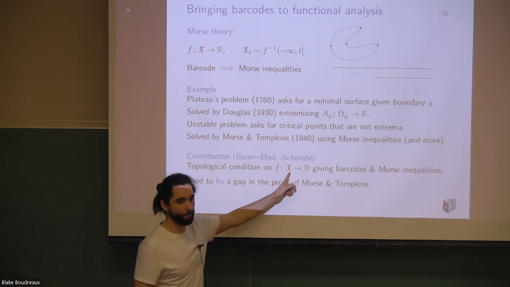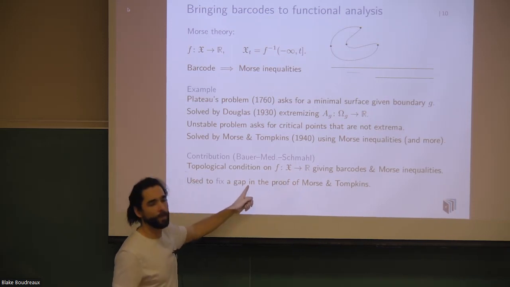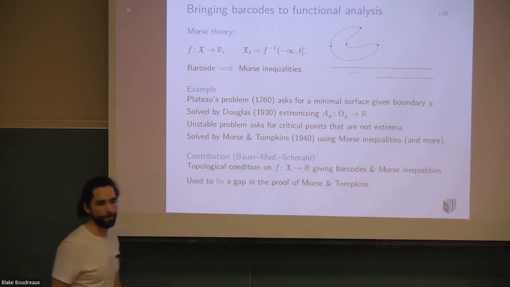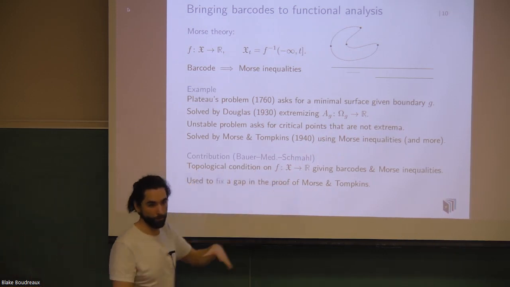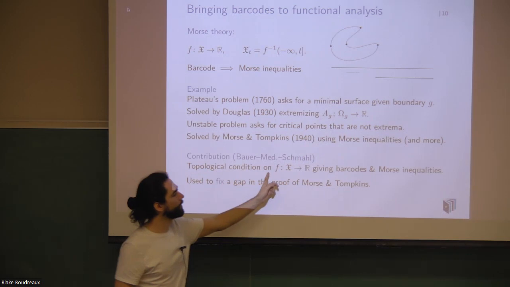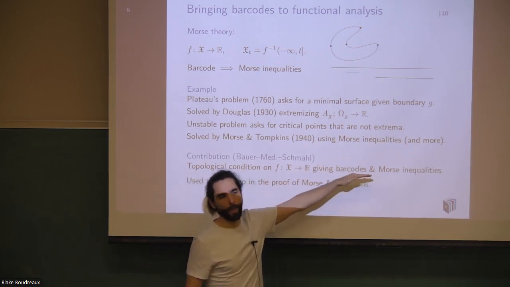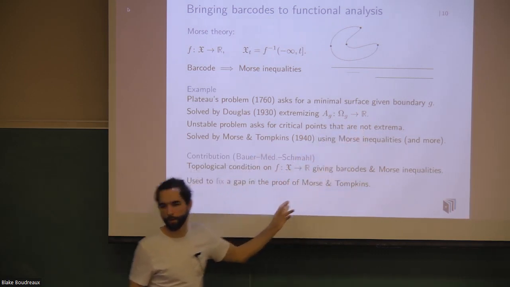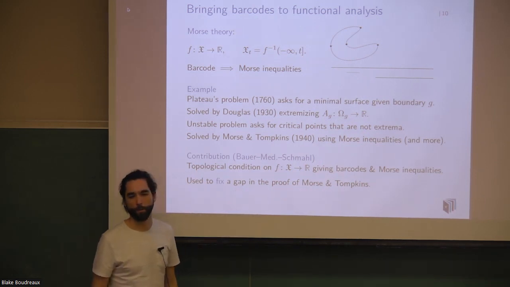X? Oh, this X is a topological space. That's right. And in this application, we took X to be the omega G that is defined by the Douglas functional. So our contribution is more general. We just describe topological conditions on the map that will give us barcodes and therefore Morse inequalities. And then we will check that this is an example of a functional that satisfies our conditions. And therefore, Morse inequalities are available, and the Morse and Tompkins argument goes through.